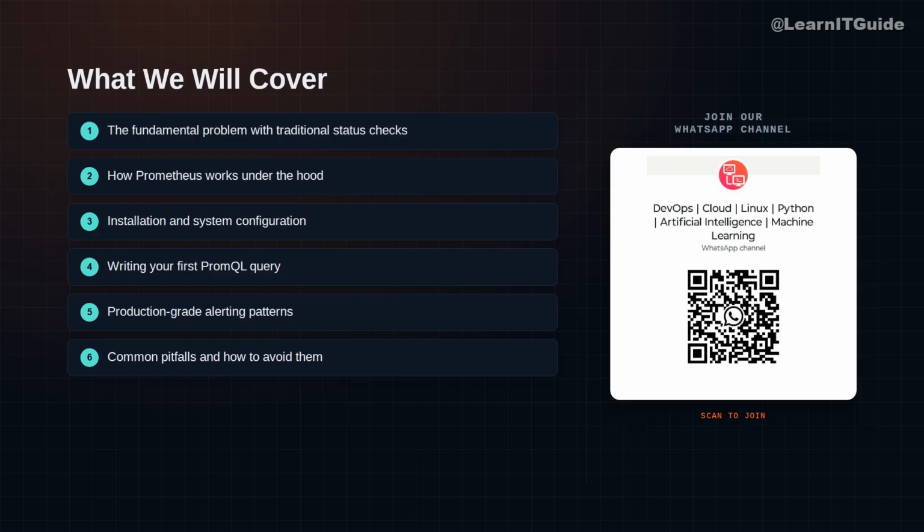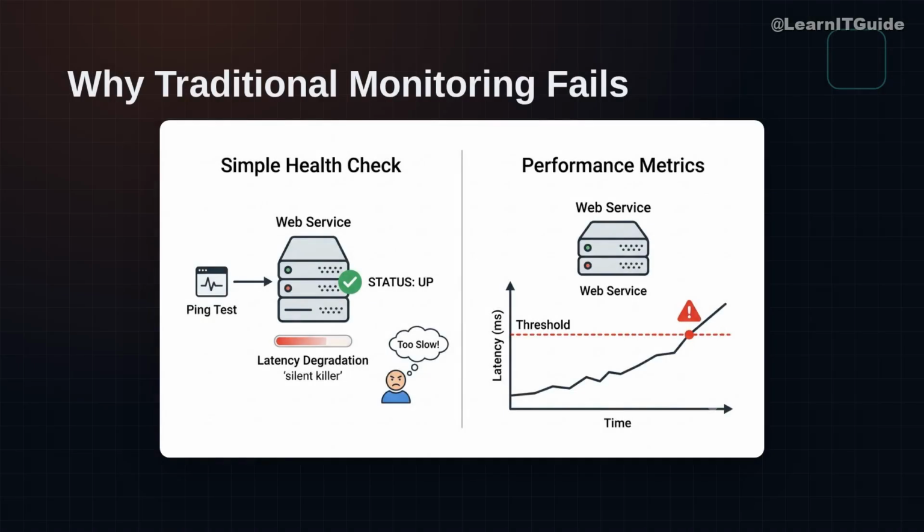Let us get started. So why do traditional status checks fail us? Think about a web service that is technically running, but taking 30 seconds to respond because of a database connection leak. A simple ping test will report that the service is healthy. That is exactly the problem. You are blind to the degradation until your users start leaving. You need metrics that track the performance over time, not just the state at a single moment.